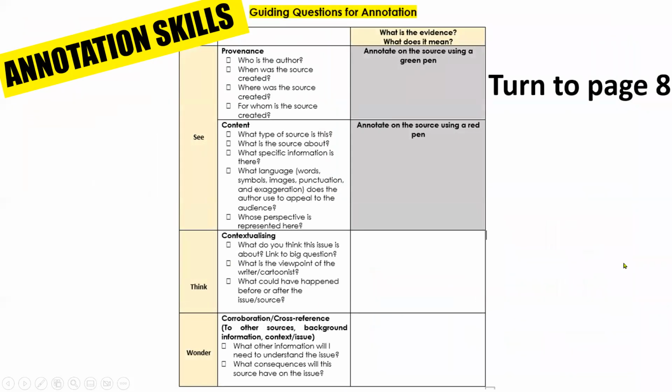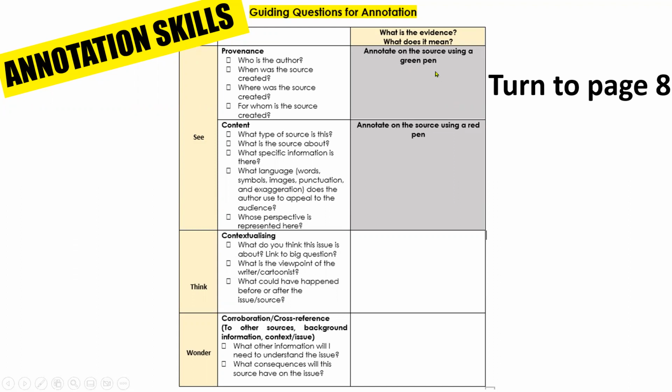Now, on page 8 of your worksheet, there is a guide for annotation. And you can see that the guide is actually based on a certain frame: what you see from the source, what you think about the source, and what you wonder. It is not really necessary to have a specific green pen or red pen or purple pen, but it is good to remain consistent. So for any lesson or any teacher that is teaching you annotation, take note of what is the norm of the teacher.